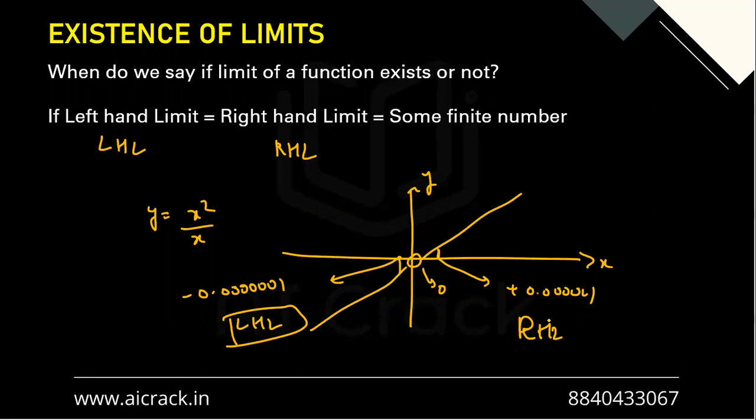Now one more thing, when we are defining the limit, LHL should be equal to RHL and that should be equal to some finite number. It shouldn't be infinite. Let's say I'm talking about y equals e power x, and I'm writing limit x approaches infinity e raised to power x. In that case, limit is not defined because this is approaching infinity, not a finite number. So whenever we are defining limits, LHL should be equal to RHL equals some finite number. Only in that case can we say that limit exists.